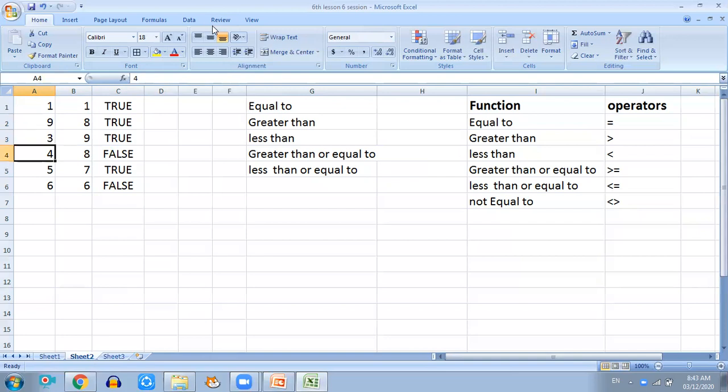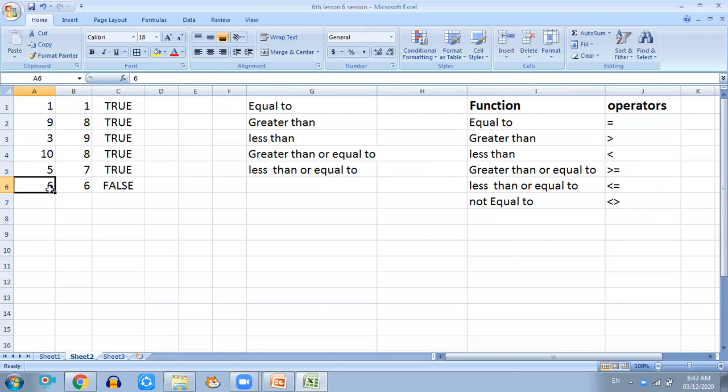Fourth is greater than or equal to 8? No, it is smaller than 8. Is 10 greater than 8? So true. Is 5 lesser than 7? Yes. Is 6 not equal to 6? No, both are equal.